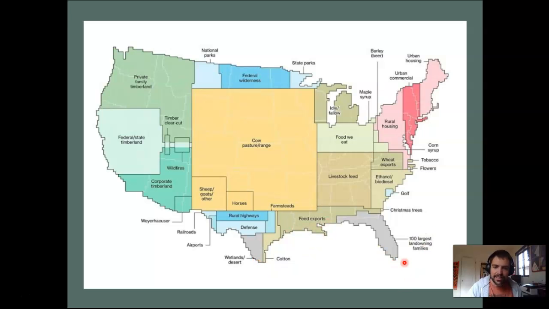And then this is interesting. The 100 largest landowning families would have as much land as all of Florida. That's crazy. Golf. So take a second, look at this. It's kind of a pretty cool graphic to think about how our land is being used. I would like to see a lot more of this land for indigenous cultural use. And maybe you all will spearhead that effort.